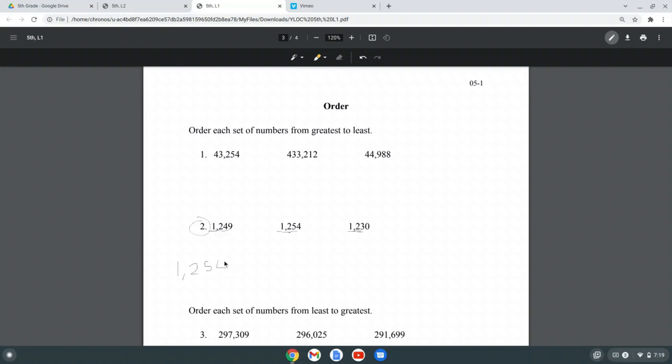1,254 first. And then we look here, it has a 4 in the tens place, and here it has a 3 in the tens place. 4 is greater than 3, so we write 1,249. And then last, that leaves us with 1,230.